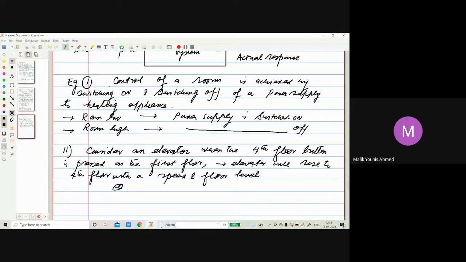When you press the button, it will reach the fourth floor, but that will depend on the speed and the floor leveling accuracy that will be designed for passenger comfort.